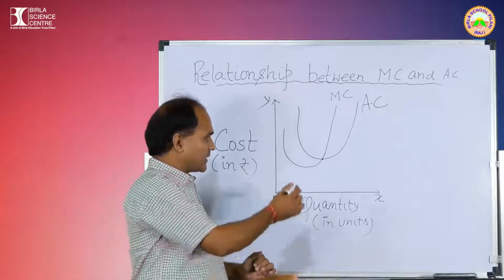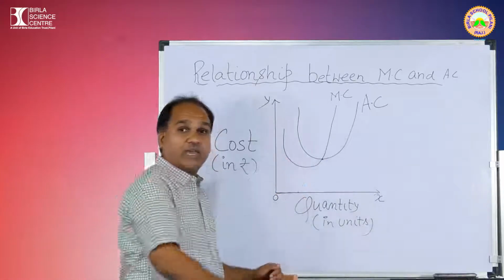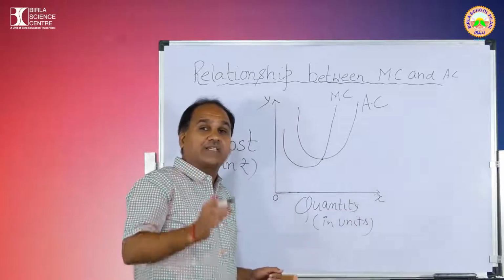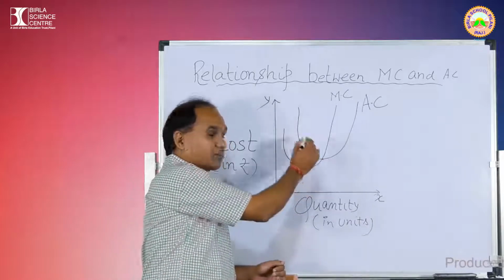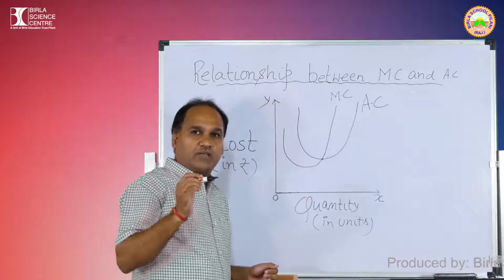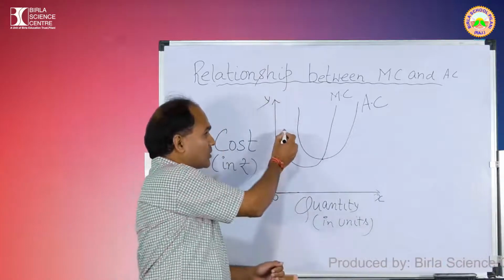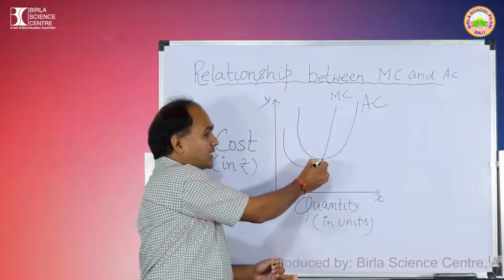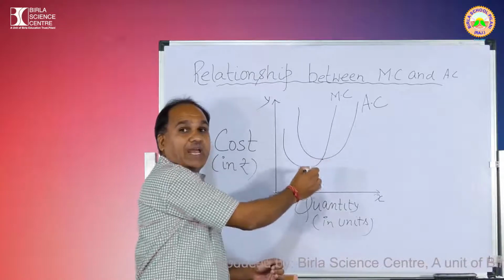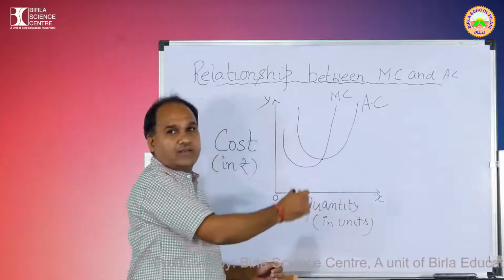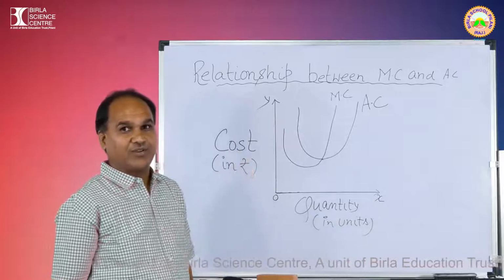4th one. This is the lowest point of average cost. Set it firmly in your mind. This is the lowest point of average cost. So marginal cost, what is it doing? Marginal cost cuts the average cost at its lowest point. That is number 4.